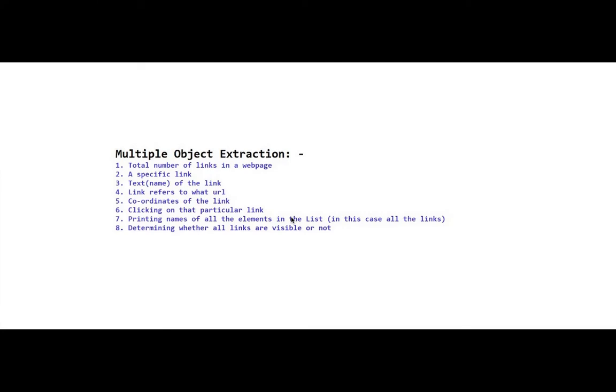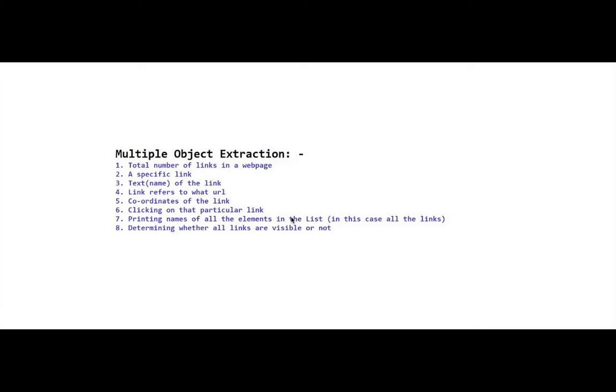Determining total number of links in a particular web page. If you want to find a particular specific link out of all those links, how do you determine what is the name of that link? What URL that link refers to, the href attribute. So all those things, and we will determine the coordinates of the link, the x and y coordinate.